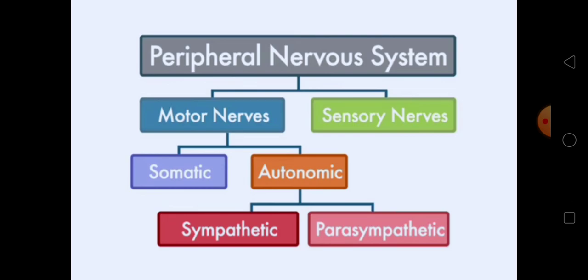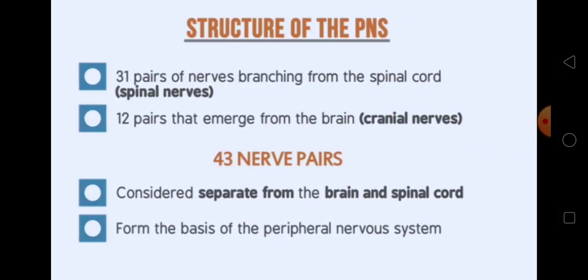It means that we understand the peripheral nervous system is of two parts, motor nerves and sensory nerves, and motor nerves are of two parts, somatic nerves and autonomic nerves, and autonomic nerves are also of two types, sympathetic and parasympathetic. So how can we define it very briefly? Let us discuss in the next image.